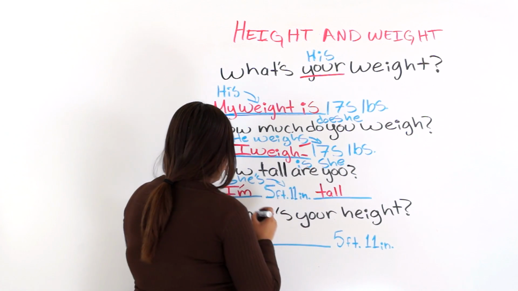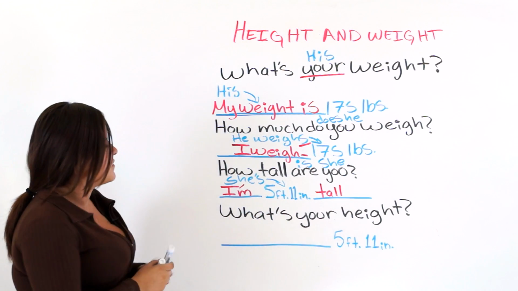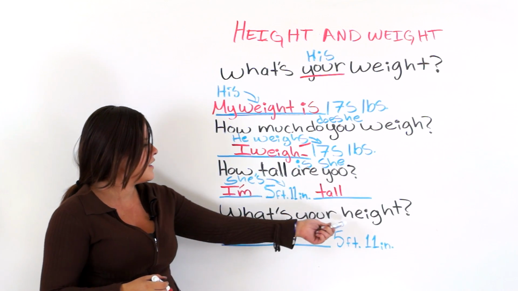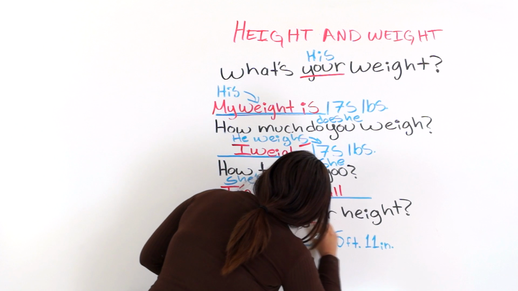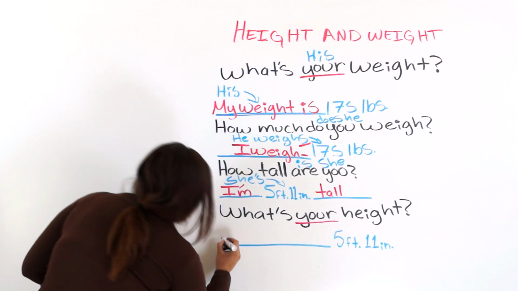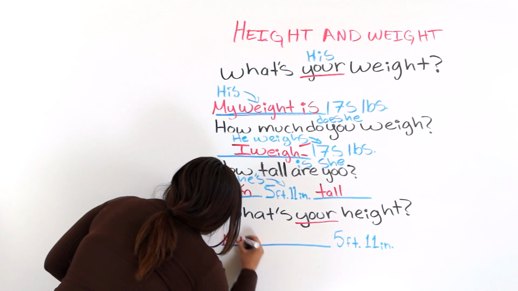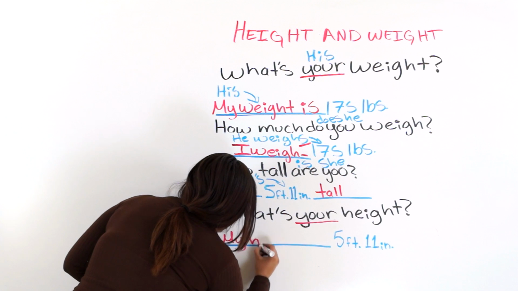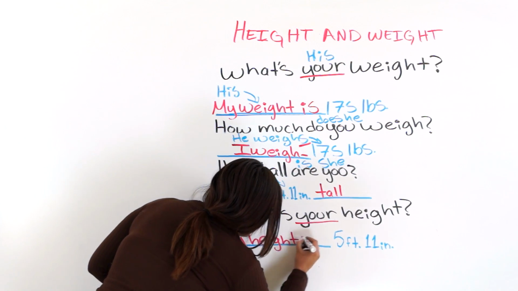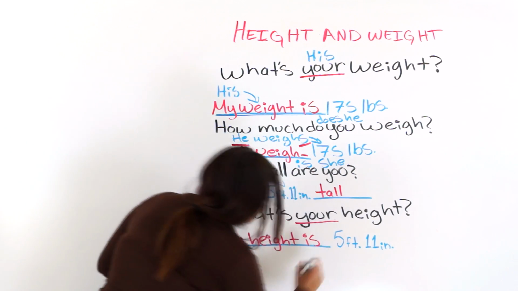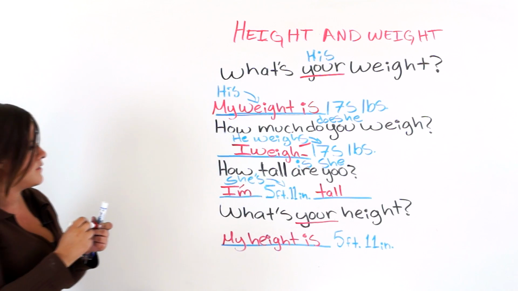Okay? The next one says, what's your height? What is your height? Since we're using your here, it would look appropriate if you would say my height is 5 feet 11 inches.